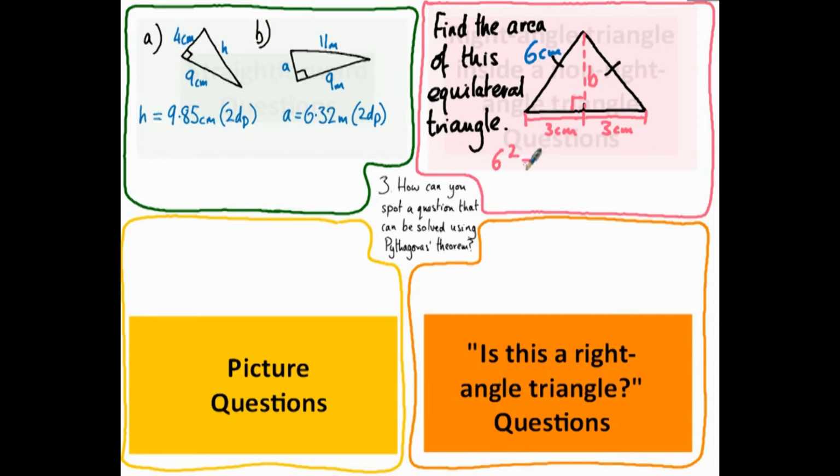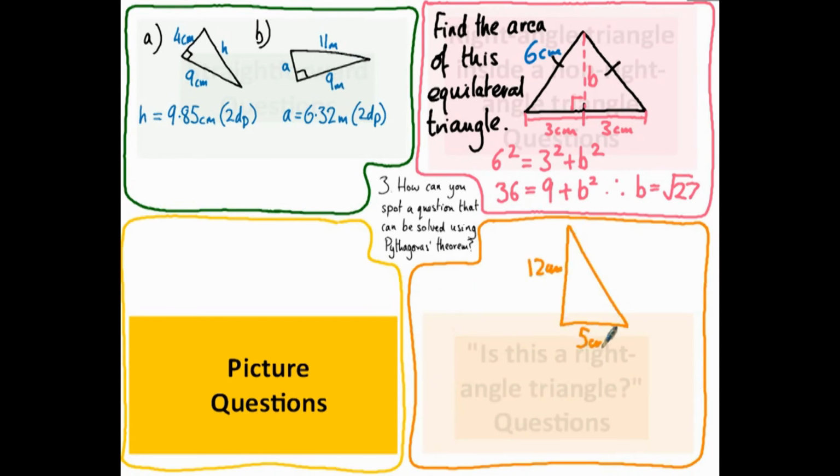So it turns out the hypotenuse of my right-angled triangle is 6 centimetres, so I need to square that. And that's going to be equal to 3 centimetres squared plus b squared. So I do 36 equals 9 plus b squared. And with a bit of working out, I can find that b must be the square root of 27. And then I can go and use the square root of 27 to work out the area.